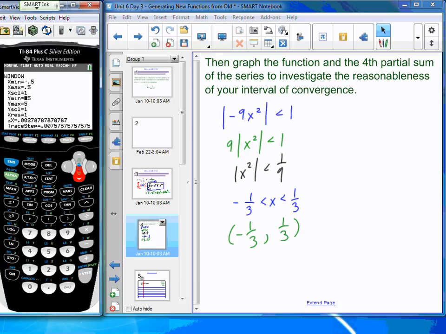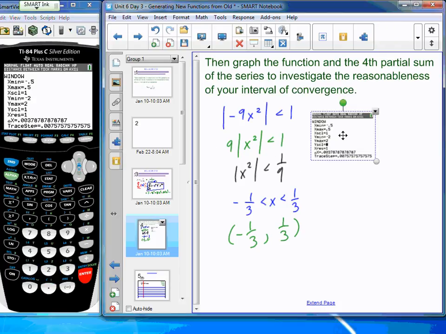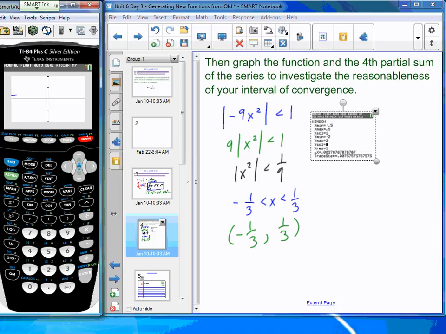My original function though is rational. It was 0, 1, 1, so I want to include 1, so maybe negative 2 to 2. And again, we can just manually adjust that as we see fit. So we'll go ahead and see what that looks like. Here comes my first one.